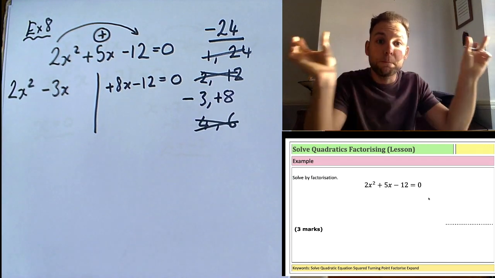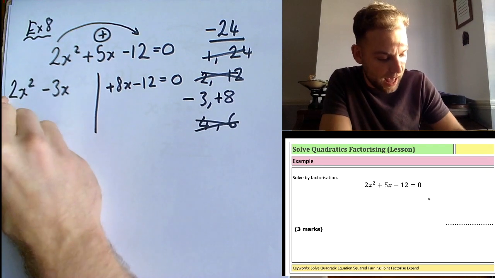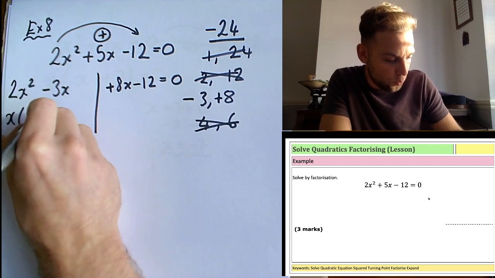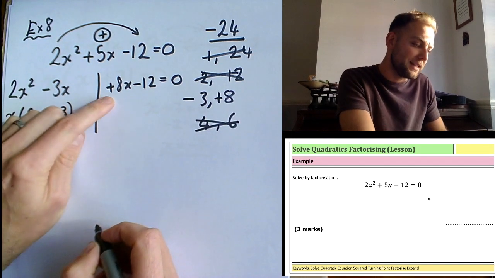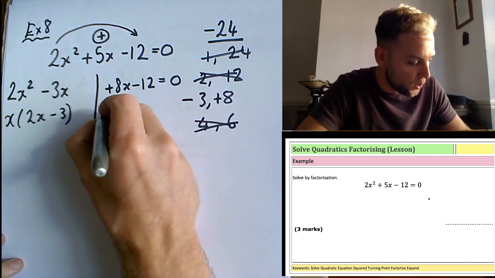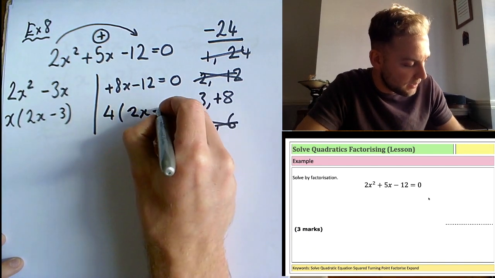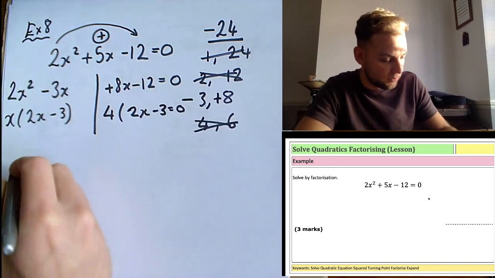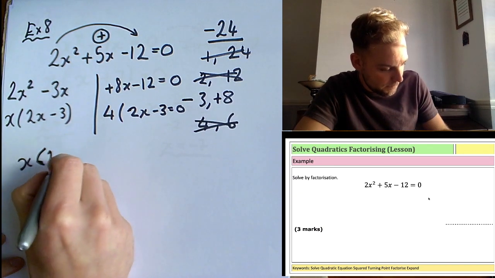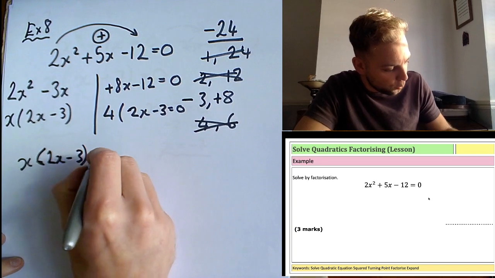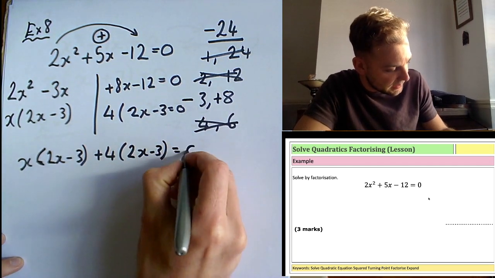And then I factorise both of these separately. So the only thing I can take out of this is an x. So it's going to be x bracket 2x minus 3. What can I take out of this one? I can take out a 4 from both of those. So it's going to be 4 bracket 2x minus 3. And this is still equal to 0. So let's now write that out. Plus 4 bracket 2x minus 3 is equal to 0.